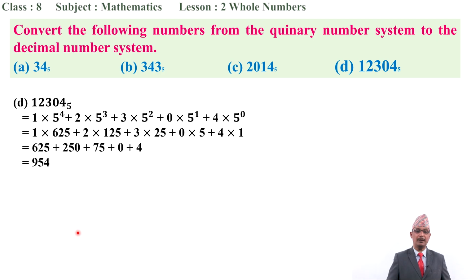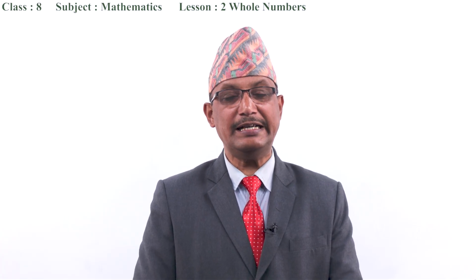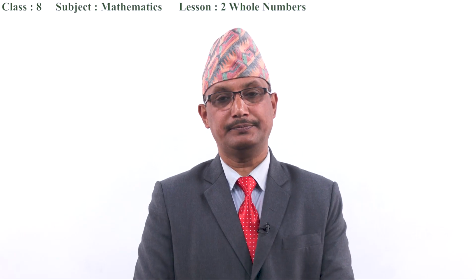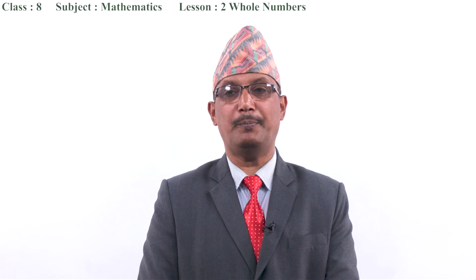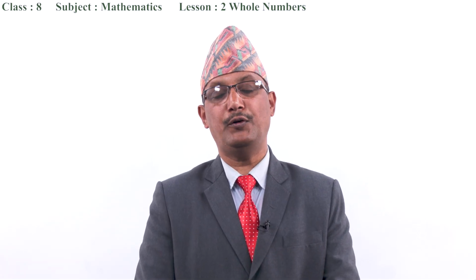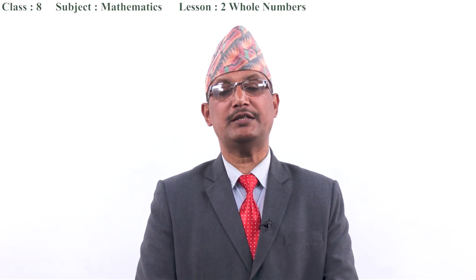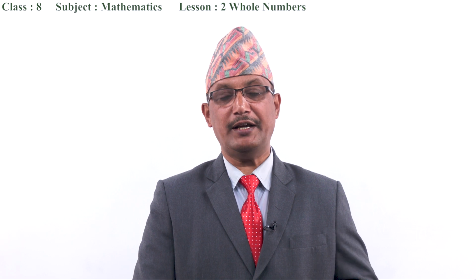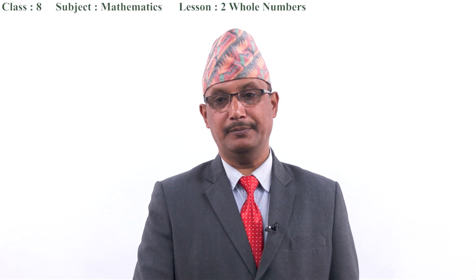So up to now we have discussed how to convert quinary number into decimal number system. Now the question arises, how can we convert decimal number into quinary number system? Do you have any idea? Yes, your guess is correct, because in binary number system, to convert decimal number into binary number, we divide it by 2 because the base is 2. But in quinary number system, the base is 5. So instead of dividing by 2, we divide it by 5.